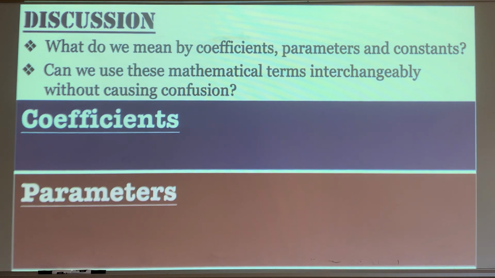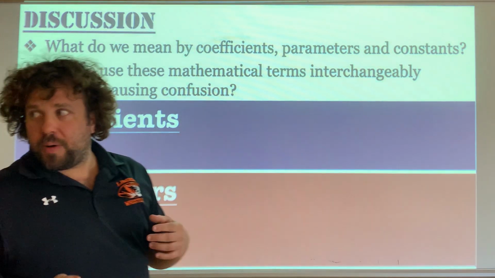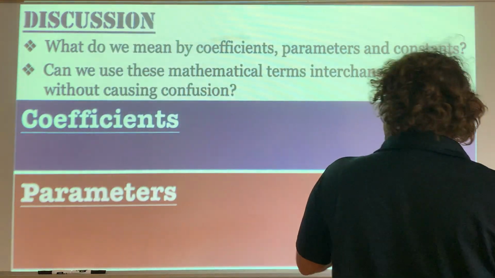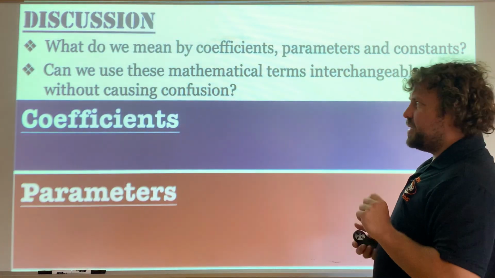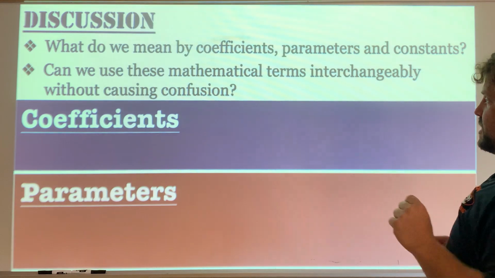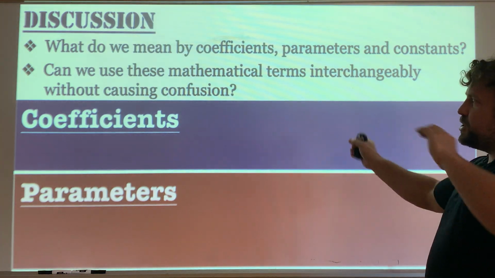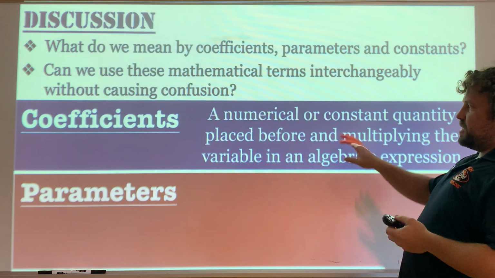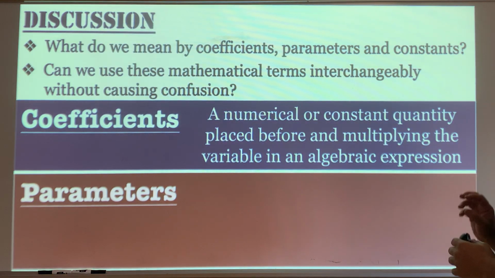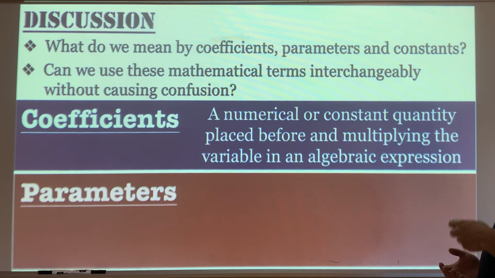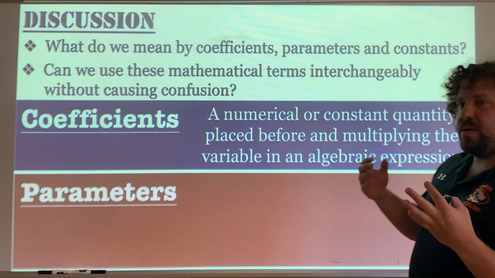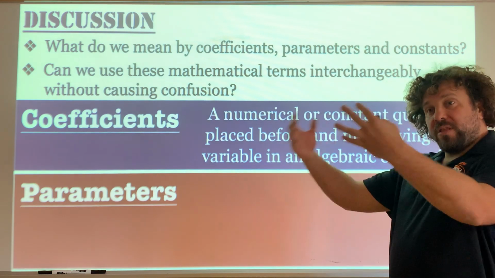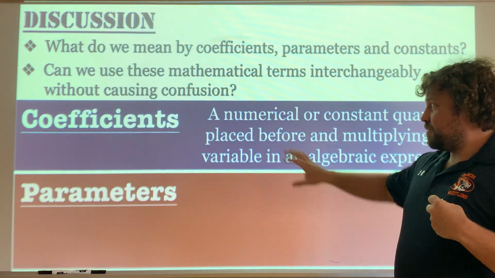So let's have a quick discussion. What do we mean by a coefficient, by a parameter, and by a constant? Aren't they the same thing? Well, they're a little bit different. All right. So the first thing you need to know is we can use these math terms interchangeably so we don't cause confusion. That's what we want to do. Coefficients: numerical or constant quantities placed before and multiplying the variable in an algebraic equation. So coefficients pretty much are the numbers that come before the letters in an equation.